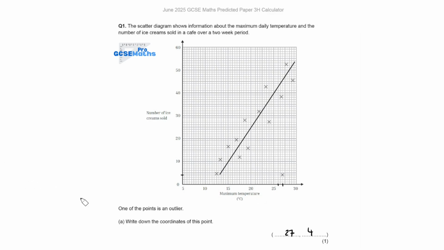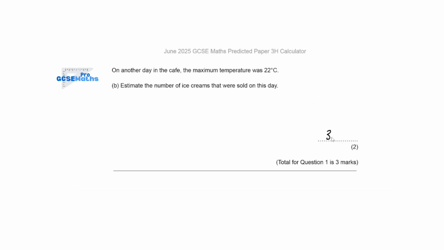Obviously, everyone's line of best fit will look slightly different. So as long as you get something roughly similar to my answer, then that's fine. So the question says 22. Again, remember the scale. It's 2 squares per degree. So that would be 4 squares along from 20. So I've drawn a line up and then I'll go across. I would say on my version, that's about 31 ice creams. So I'm going to write 31. However, anything kind of late 20s, early 30s would be fine for that one.